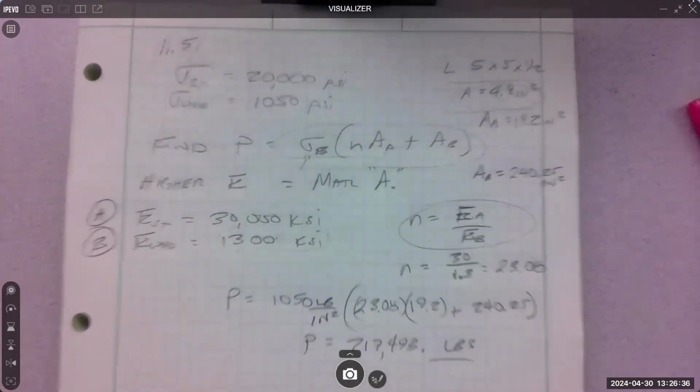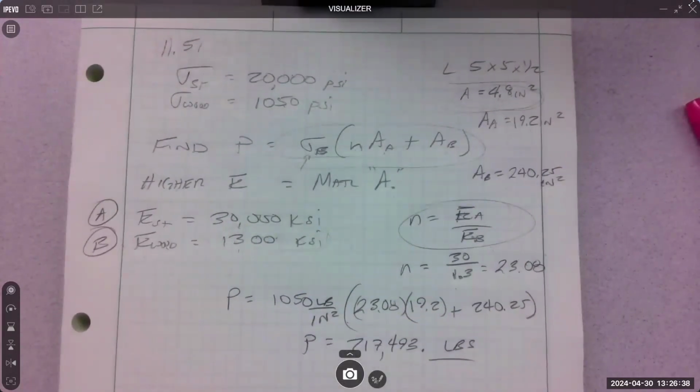You just had one? One homework problem? Yep. That's printing. I'm so excited. All right.